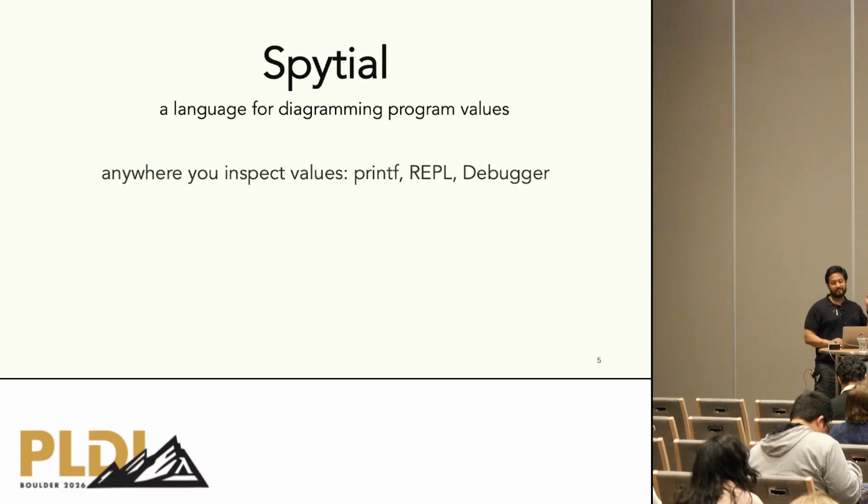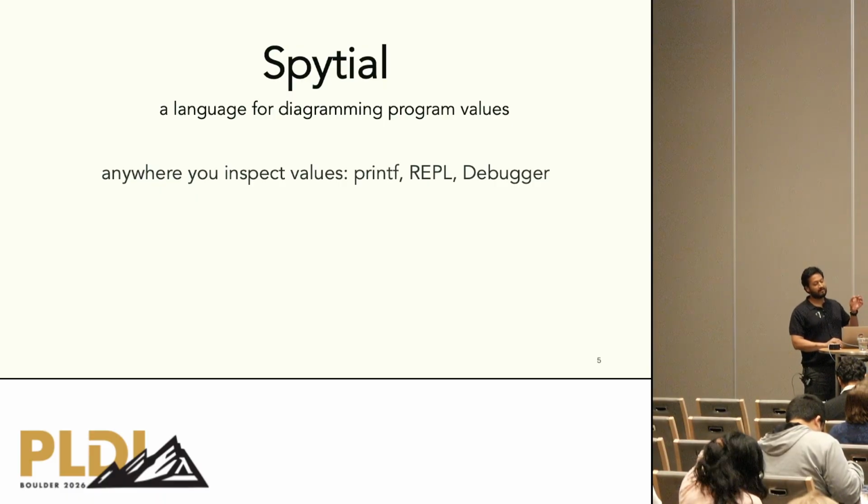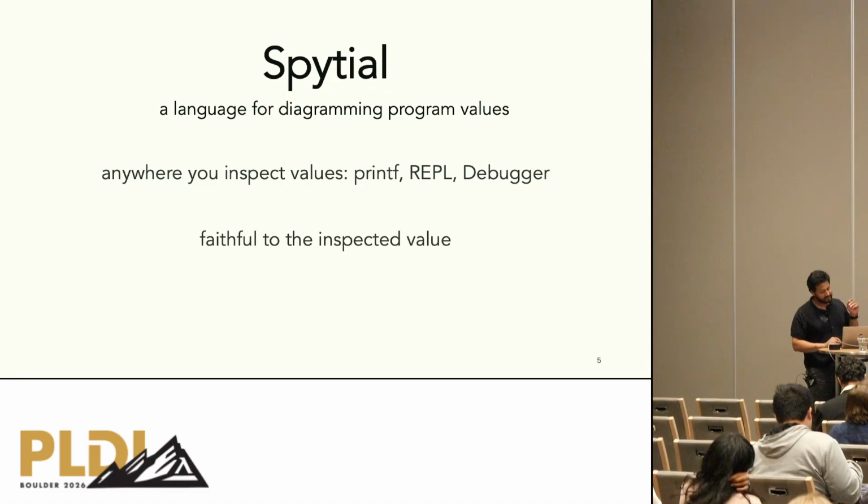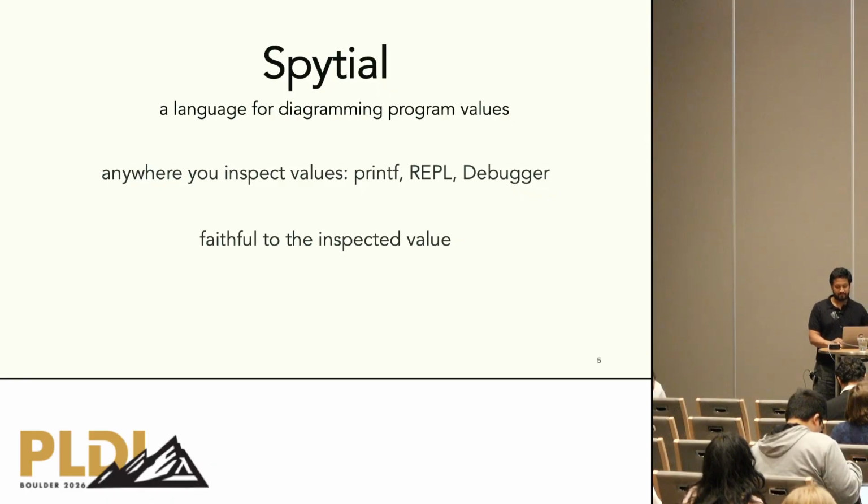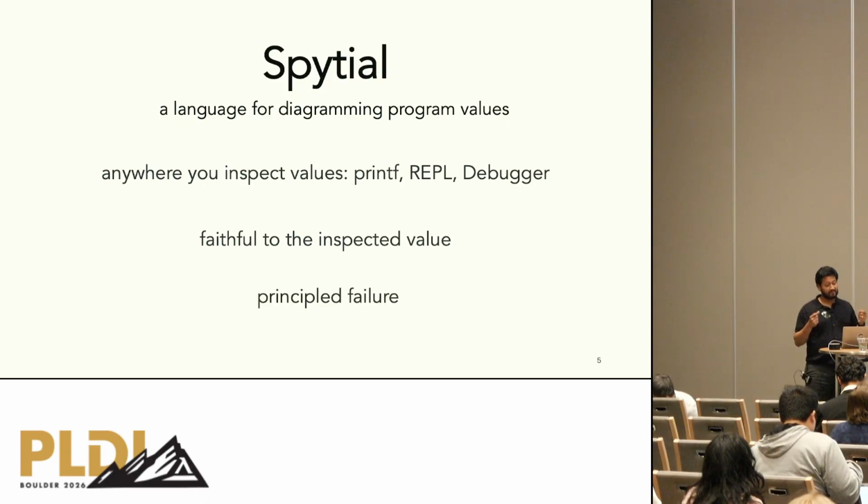Expressing diagramming in terms of a language, you can get a lot of important properties by design, right? The diagram is guaranteed faithful to the value being inspected. You wouldn't want your REPL output to lie to you. And when a diagram cannot be generated, the failure is semantic and can be explained in terms of your value.